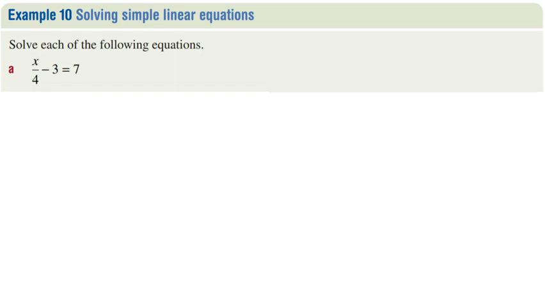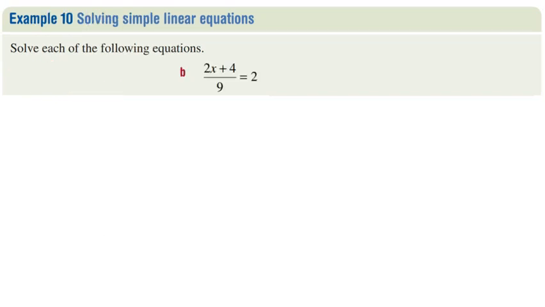Okay, so this one here, I do the same. I move the number furthest away from the x first, which is this here. So the opposite of subtract 3 is plus 3. So then I'll have x divided by 4 equals 7 plus 3, which is 10. And then the opposite of divide by 4 is multiply by 4. x equals 40.